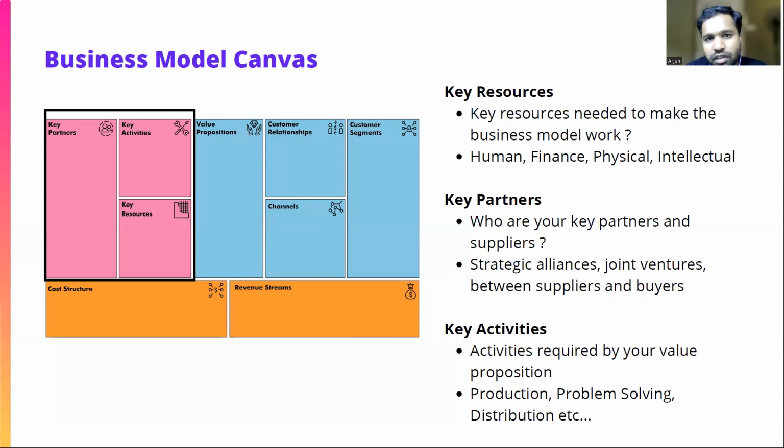If you're planning to sell your product through e-commerce platforms, then are you going to partner with Amazon? So you need to think about who are all your key partners, how to have some good strategic alliances, how to have some joint ventures between your suppliers, buyers, and what are all the activities you are going to do.